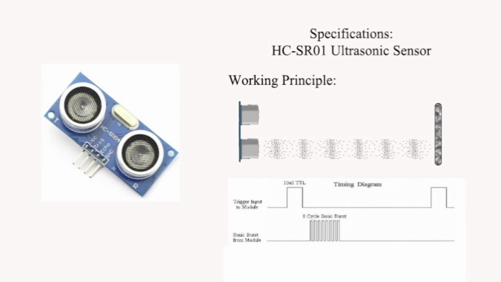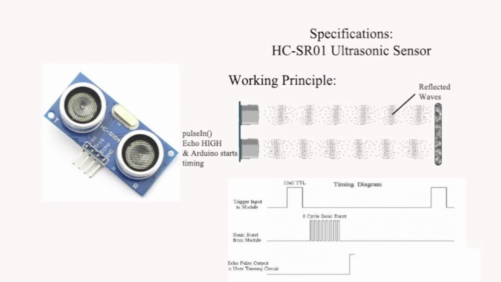A sonic burst of 8 cycles is produced towards whatever is in front of it. Almost instantaneously, we also use the inbuilt Arduino command pulseIn to give a voltage to the echo pin, where the echo pin will remain high until it receives an incident wave that causes it to turn low. The command enables the Arduino to start timing until the echo pin turns low. The incident waves hit the object and get reflected back to the receiver.